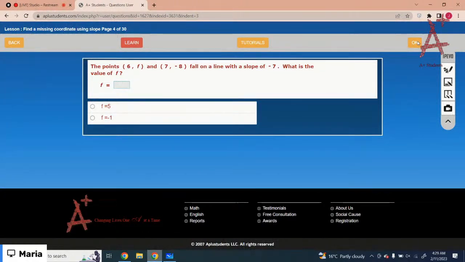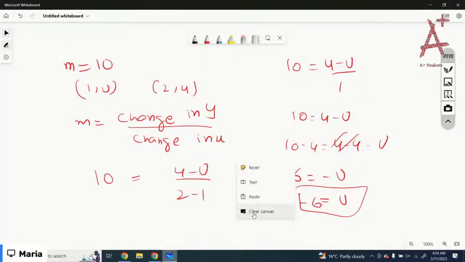The next one is the points 6, f and 7, negative 8 fall on a line with a slope of negative 7. What is the value of f? Okay, so the slope is negative 7.